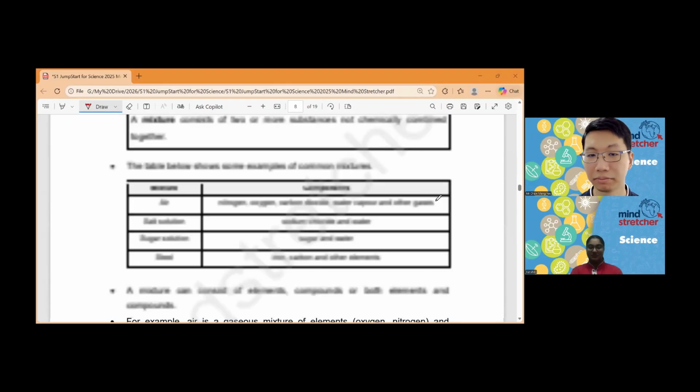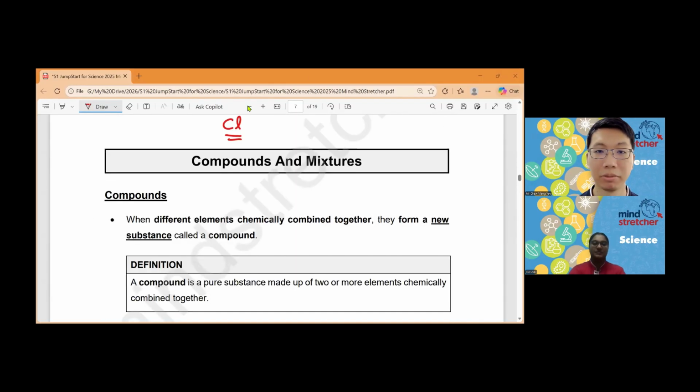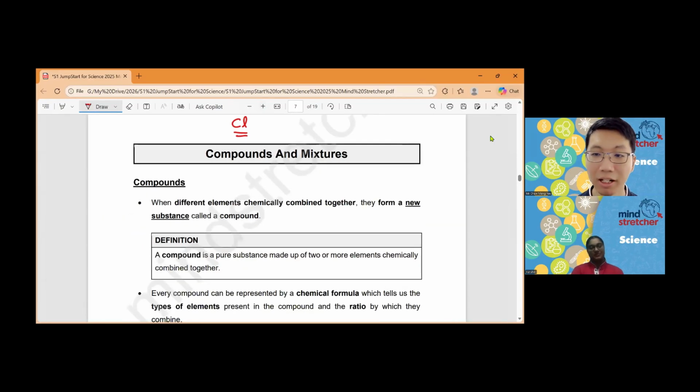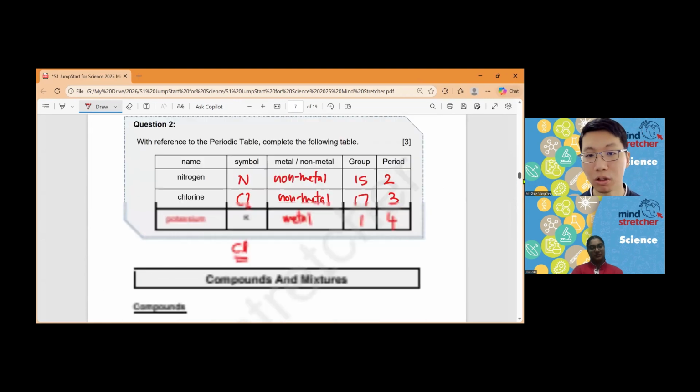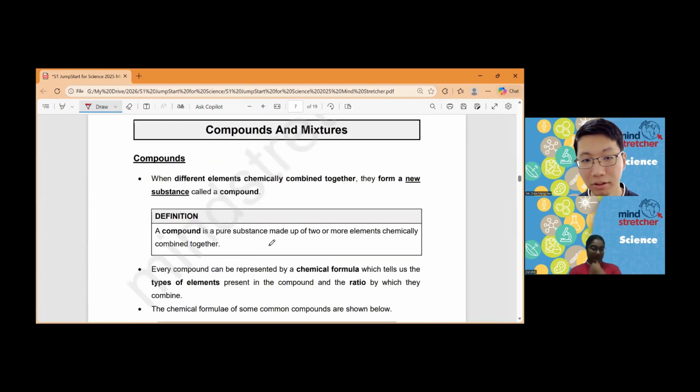Next part is compounds and mixtures. Now we have learned about elements already. Just now we learned that an element is the simplest form of a substance, right? That's the first thing that we mentioned. But we can have two of these elements combine together, or maybe even more. Just now one of you mentioned that sodium is a salt. But sodium is an element, a salt is not. If I combine sodium with chlorine, it will form sodium chloride. And sodium chloride is the compound.